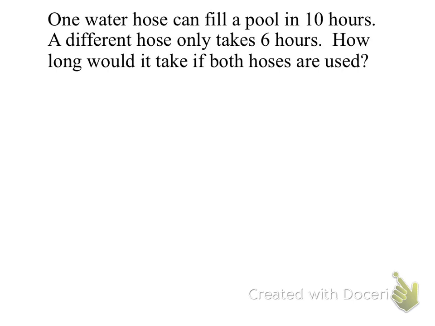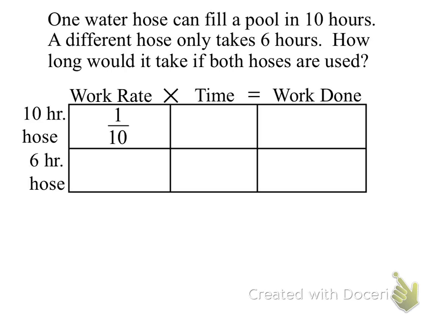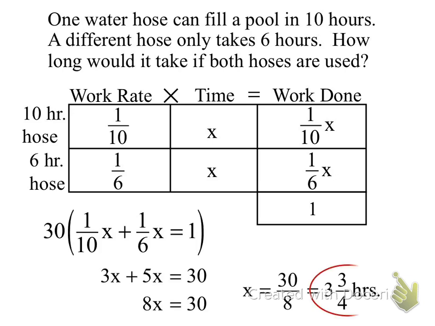Pause the recording and try doing job over time plus job over time plus job over time. So I'm going to go right to the answer because we're not really using this. Though it would be 1 in 10, 1 in 6, x and x. And then we're adding 1/10 x plus 1/6 x equals 1 complete job. And did you get 3 3/4 hours? Yes. David?